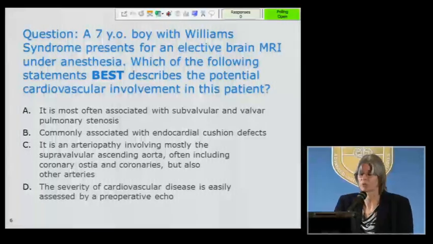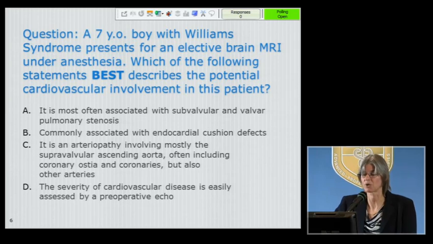Here's the question for you. A 7-year-old boy with Williams syndrome presents for an elective brain MRI under anesthesia. Which of the following statements best describes the potential cardiovascular involvement in this patient? A. It is most often associated with subvalvular and valvular pulmonary stenosis. B. It's commonly associated with endocardial cushion defects. C. It is an arteriopathy involving mostly the supravalvular ascending aorta, often including coronary ostia and coronaries, but also other arteries. D. The severity of the cardiovascular disease is easily assessed by a preoperative echo. What do you think? 7-year-old boy with Williams syndrome.